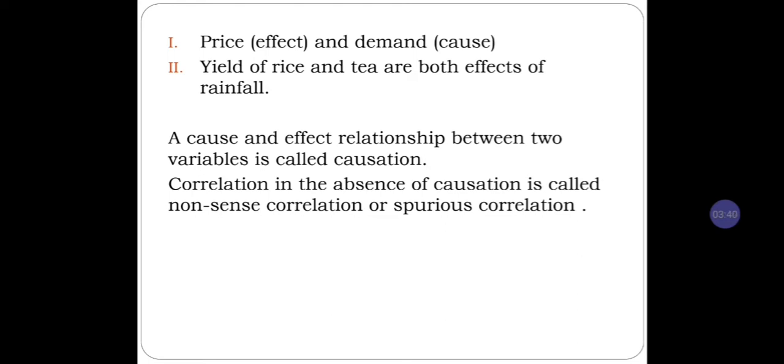Then the yield of rice and tea are both effects of rainfall. The growth of tea, grown in slope areas, depends on rainfall. Next, a cause and effect relationship between both variables is called interdependence. If both are effects, it is not cause and effect. If each is both cause and effect, it is called interdependence.